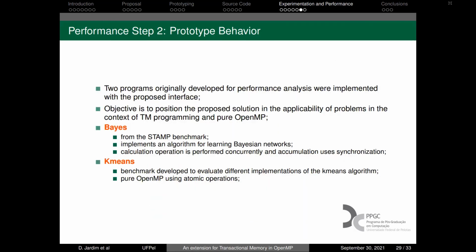Step 2 is prototype behavior. 2 programs originally developed for performance analysis were implemented with the proposed interface. The objective is to position the proposed solution in the applicability of problems in the context of TM programming and pure OpenMP. The 2 programs are Bayes from the STAMP benchmark and K-means from a pure OpenMP benchmark using atomic operations.